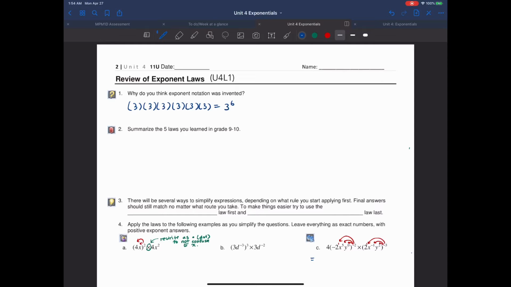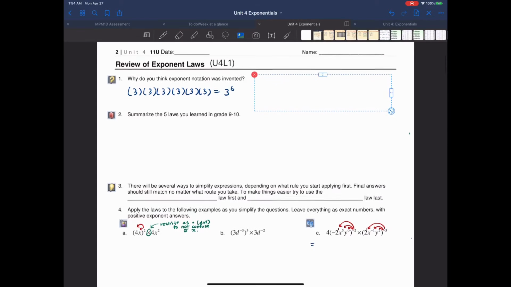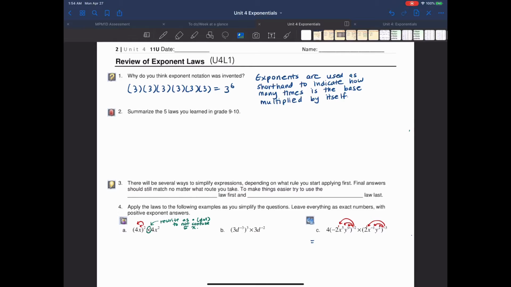It might not be useful to write it in this expanded form, and it might be a lot easier for me to write 3 to the 6 instead. In other words, exponents are used as shorthand to indicate how many times a base is multiplied by itself. It's important to note that you need to have the exact same base to consider that it is that base that is repeated a certain number of times.